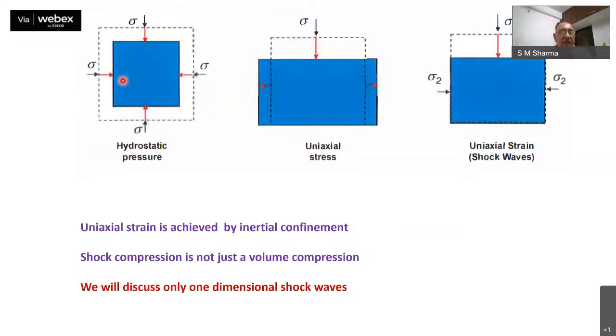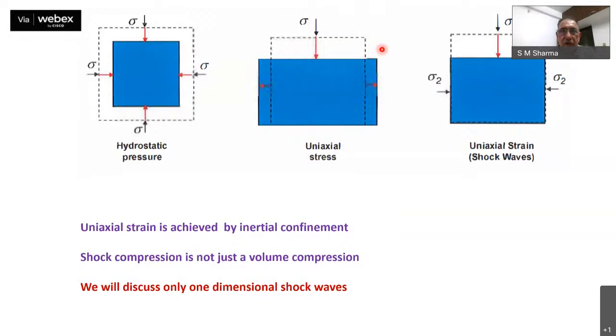More often than not, hydrostatic pressure would give rise to hydrostatic compression in cubic or high symmetry materials, but not necessarily in all materials. For example, in hexagonal materials, even if you have hydrostatic pressure, the strain or compression need not be hydrostatic, it could be anisotropic. Other condition is that you apply uniaxial stress.